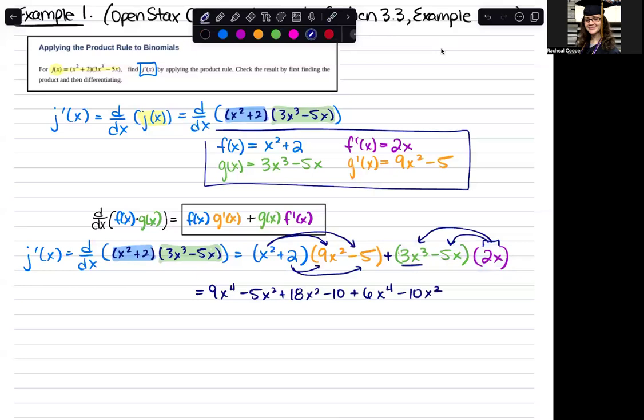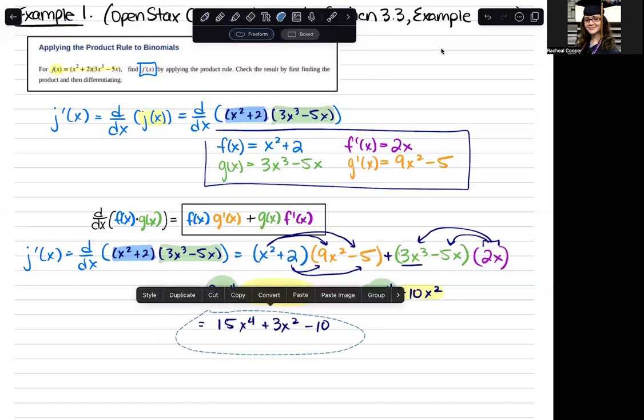And then we are going to combine it. We've got 9x to the fourth. And then we have some x squared terms here and here. We have minus 5 minus 10, which is minus 15, and then we have 18. So we have a total of 3 of those left over. And then, oh, I missed a combination. 9x to the fourth plus 6x to the fourth. So the coefficient in front of x to the fourth is actually 15. And then we have left just minus 10. That doesn't combine with anything.